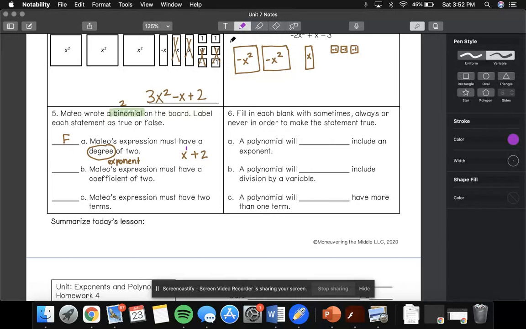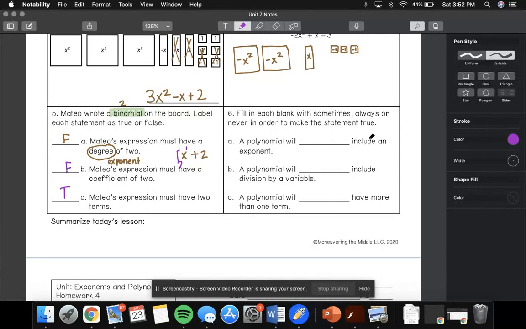Okay. Mateo's expression must have a coefficient of 2. Okay. I'm going to say that's also false by using this example as well. This is a binomial, and the coefficient would be a coefficient of 1. I could also put any other number in front of it. It would still be a binomial. Okay. Mateo's expression must have 2 terms. I think that's the only one that is right because binomial means 2, and that is literally the only thing that we can assume. Okay.